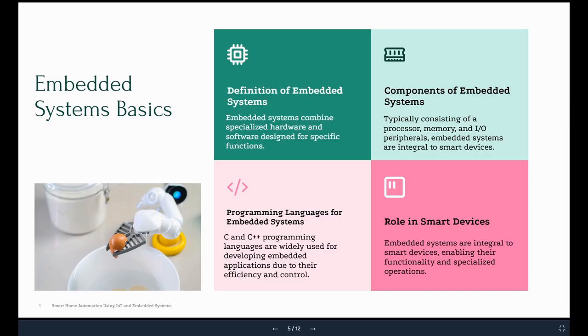Moving on to the embedded system basics. As you all know, the definition of embedded system: an embedded system combines specialized hardware and software designed for specific functions. Components of an embedded system typically consist of a processor, memory, and I/O peripherals. Embedded systems are integral to smart devices. Programming languages for embedded systems: C and C++ are widely used for developing embedded applications due to their efficiency and control. Role in smart devices: embedded systems enable their functionality and specialized operations.